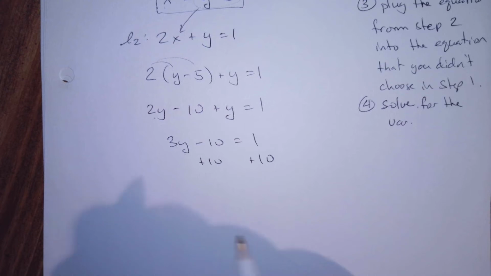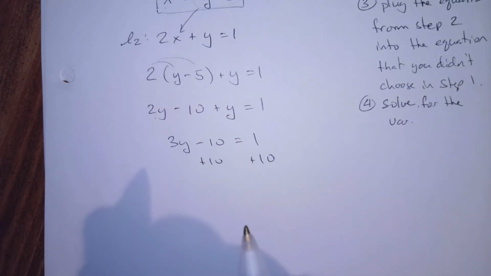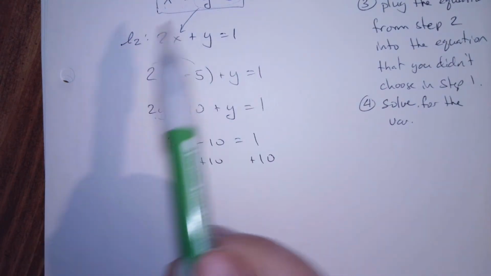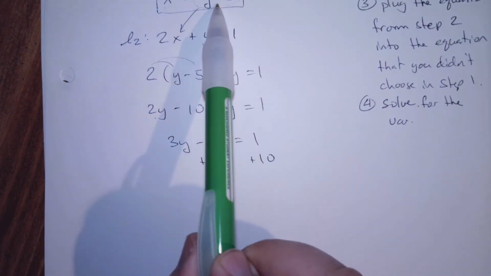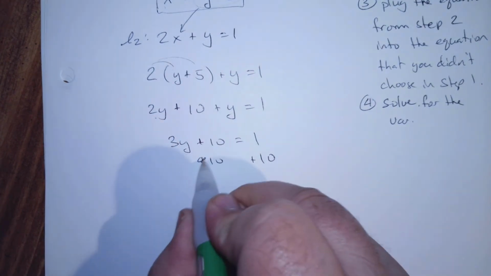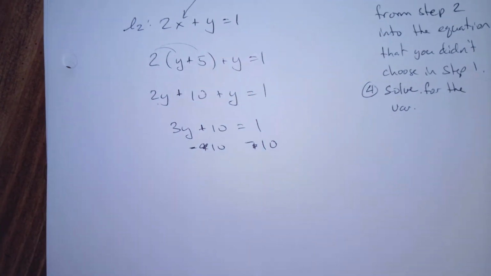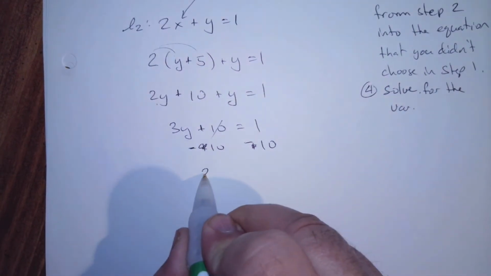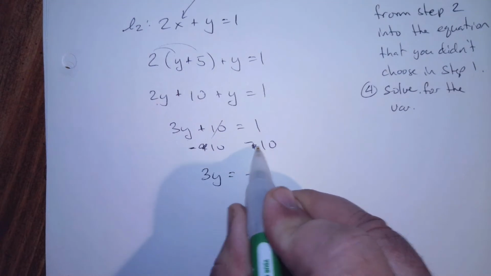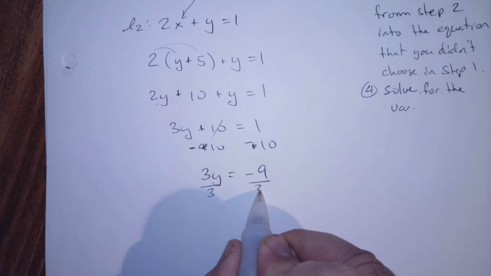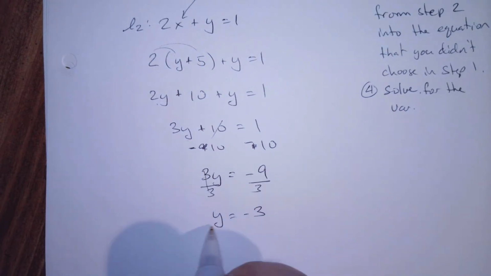No, what did I mess up here? x minus y, so I have 5. That's what it is. Yeah, it's 5 plus y. That's my bad. So it's plus. So I'm going to have to subtract 10. So when I do that, I get 3y equals, 10 is bigger, so it's negative, 10 minus 1 is 9. Divide by 3, y equals negative 3.